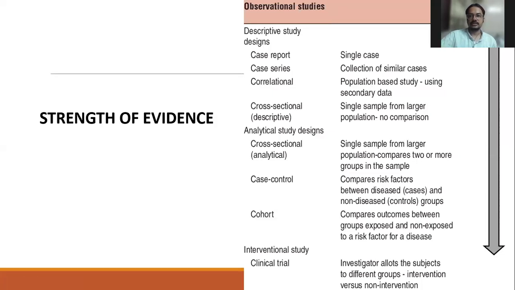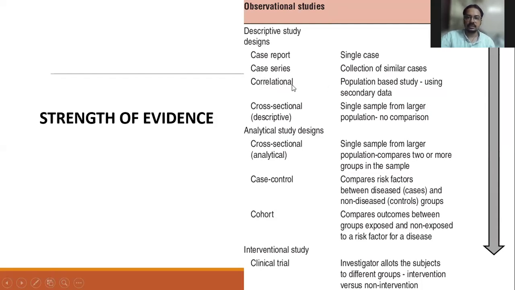Observational studies include descriptive studies, case reports, case series, and correlational studies. As you can see, the strength of evidence increases from case report and case series to the clinical trial, and the highest evidence is for systematic reviews. A case report is a single case, and a case series is a collection of similar cases.